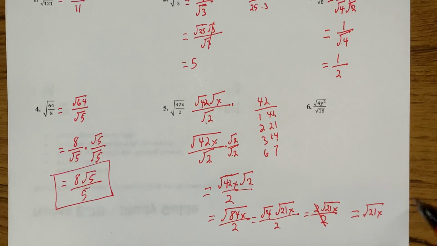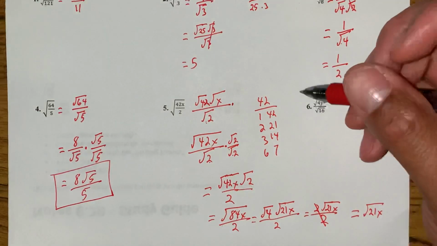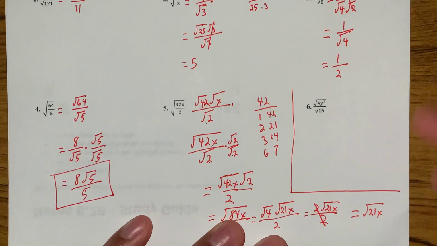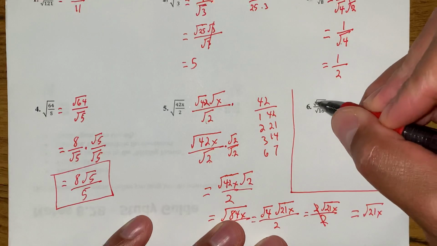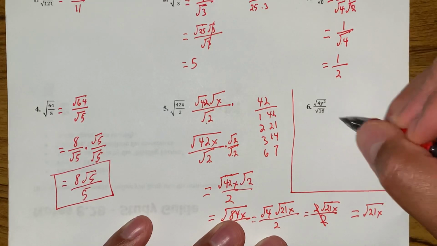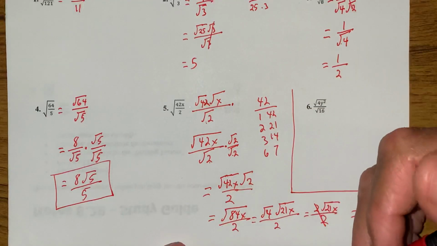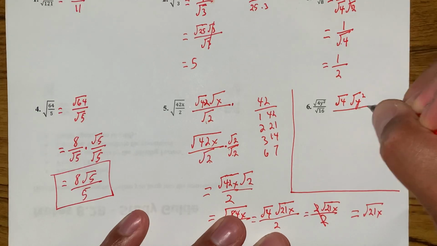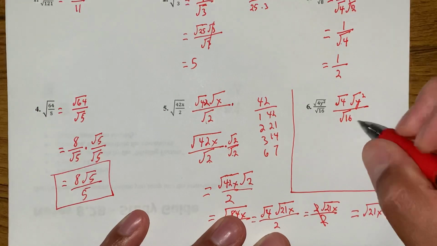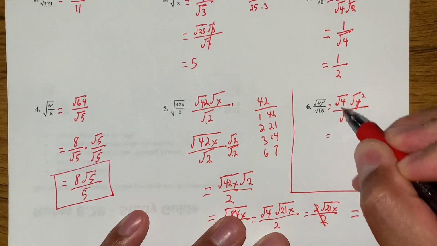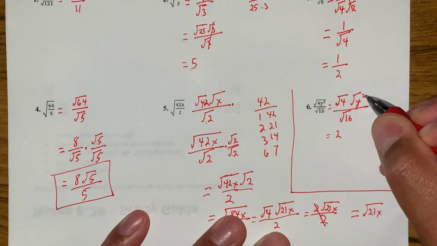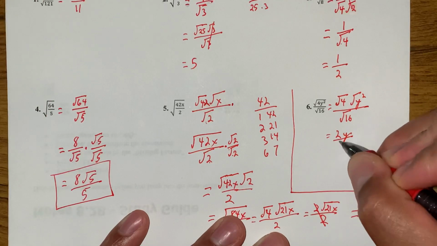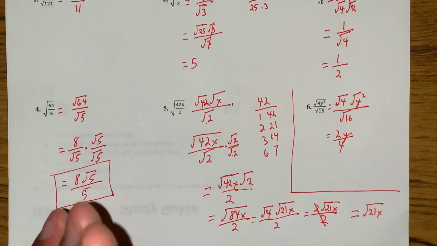6, a lot simpler, okay? 6 to finish it up here, and I'm going to draw kind of a little box to help separate things so we don't get too confused. We've got the square root of 4y squared over the square root of 16. Simplify top and bottom first, just like we talked about. Square root of 4, square root of y squared over square root of 16. This one works out kind of nice because square root of 4 is 2. Square root of y squared is y. Square root of 16 is 4. So we've already gotten rid of the radicals.